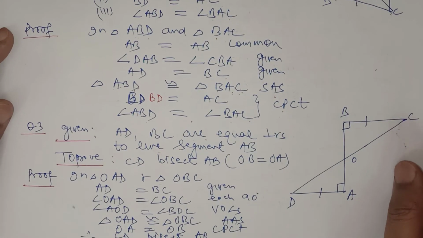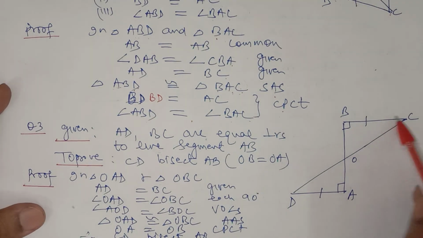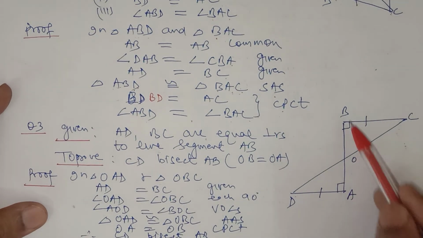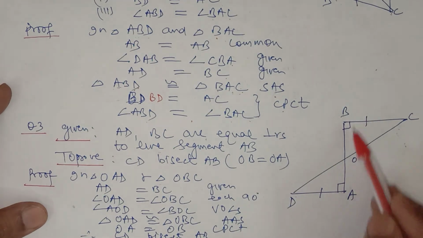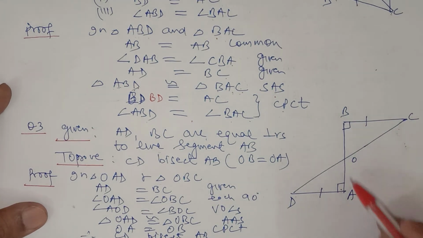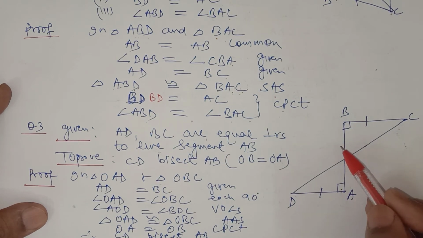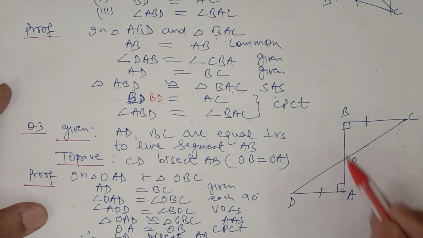Now in question number 3, it is given that there is a figure in which AD and BC are equal and perpendicular to the line segment AB. So it means they are equal as well as making a 90-degree angle. And you have to prove that CD bisects AB. CD bisects AB means CD is dividing AB into two equal parts. That is, you have to prove that OB is equal to OA.